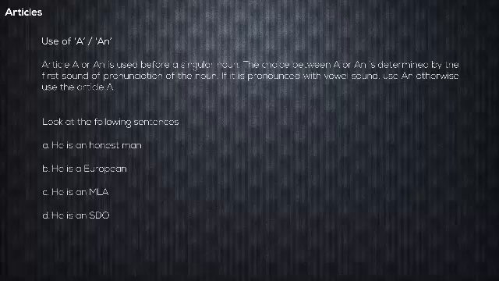Even though the word honest starts with an H, the pronunciation is that of a vowel and therefore we precede it with the article an. In the second sentence, the word European starts with a vowel, but the pronunciation is that of U, which would imply YOU, and therefore we use the article a preceding it.